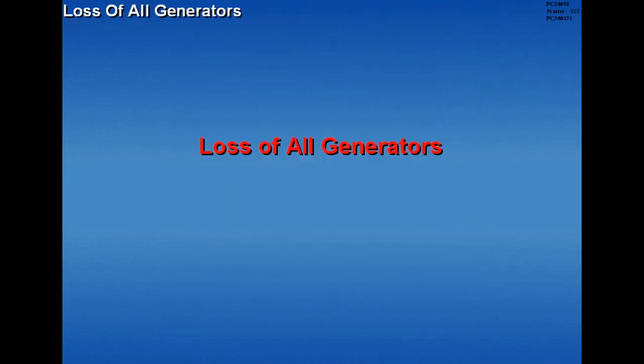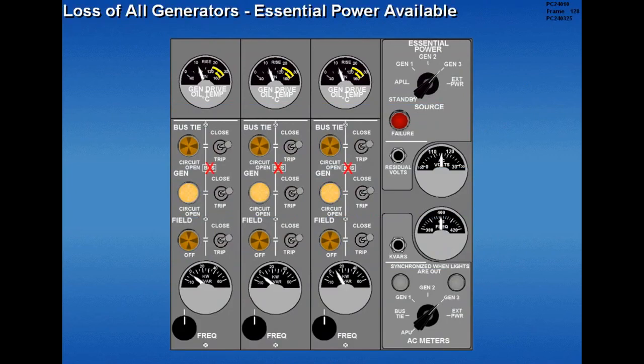The second classification of an AC power abnormal condition is the loss of all generators. When power is lost to all main AC buses, a loss of all generators has occurred. If all 3 generator breakers trip, power is lost to the main AC buses. However, a source of essential power may still be available.